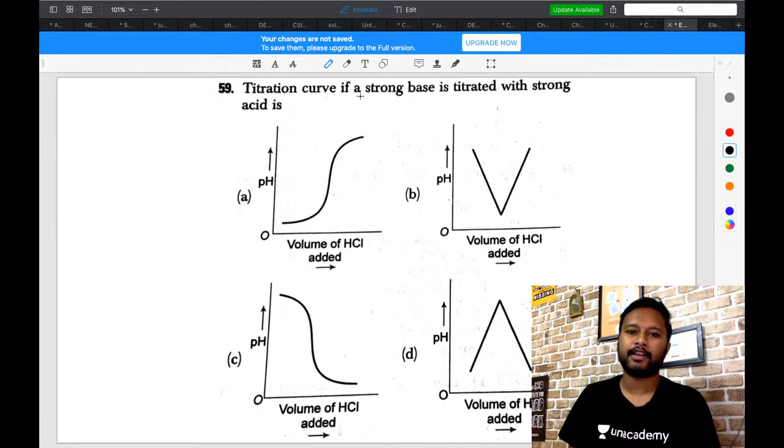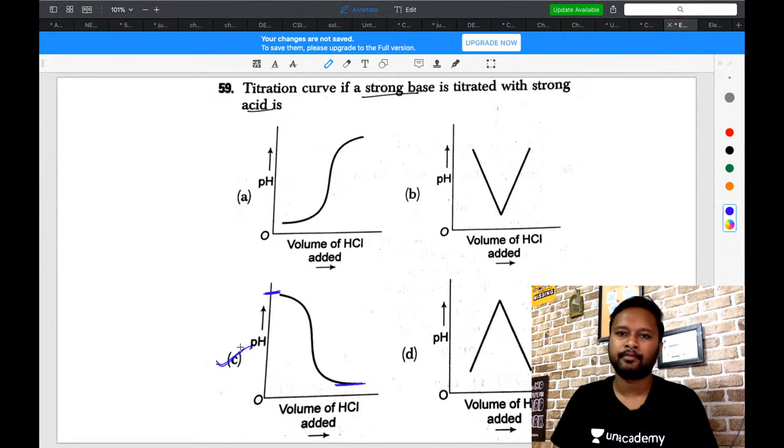This question says titration curve if a strong base is titrated with a strong acid. Strong base and you are adding a strong acid. So you are adding volume of acid to it. What should happen when you add strong acid? The final pH should be low, right? Initially what you have is base, so the pH of base should be high. And here the final pH should be less because you are adding acid. So option number C is the correct one for this question.